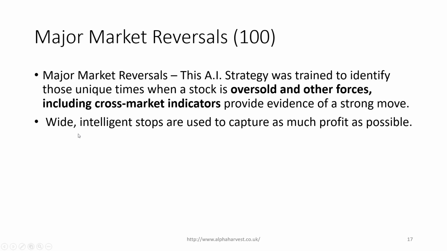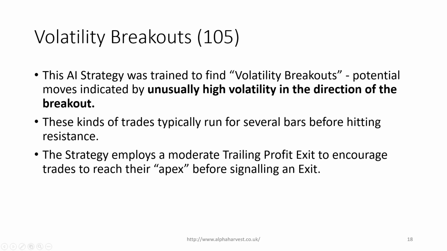The AI also looks at stop losses. So wide intelligent stops, volatility adjusted, are used to capture as much profit as possible. The next one is the volatility breakout scan. The AI code is 105. This AI strategy was trained to find volatility breakouts, potential moves indicated by unusually high volatility in the direction of the breakout. These kinds of trades typically run for several bars before hitting resistance, and this strategy employs a moderate trailing profit to encourage traders to reach their apex before signaling an exit.